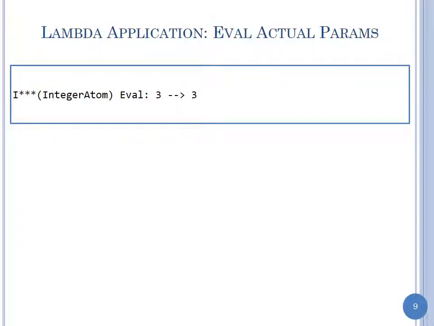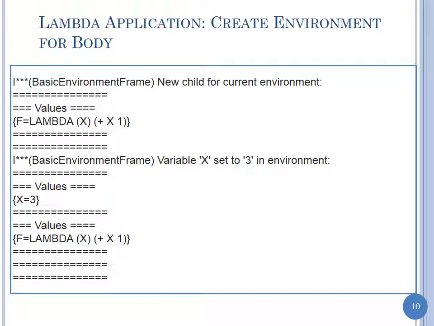Now we go and evaluate the argument to that in the environment, 3 values of 3. What's going to happen next? What's going to happen with the 3? You have to create a child environment.